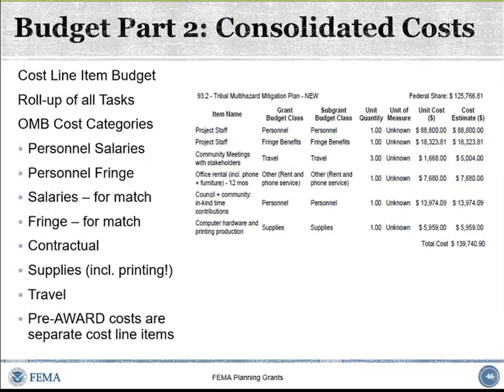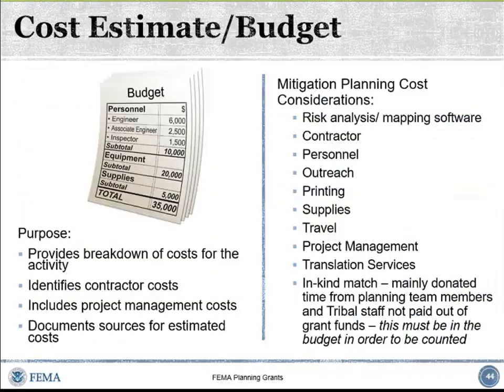I'm going to go back a couple slides. I apologize for that, but since we were talking about tasks in the hazard mitigation planning process, I thought it was appropriate to talk about the budget at that point in time too. So again, just as a recap, the budget provides the cost for the activity. You identify contractor costs, project management costs, and costs of the various planning team members participating in the process. You document sources for the estimated costs.